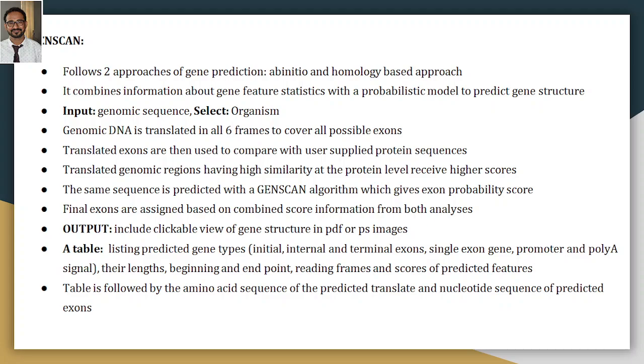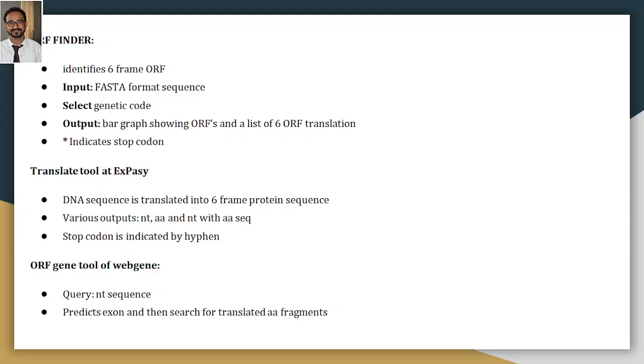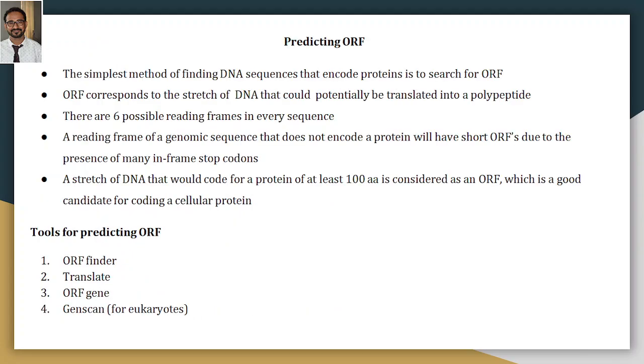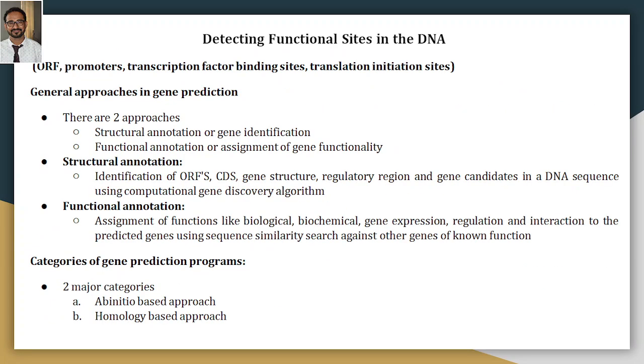Next, the table is followed by the amino acid sequence. Just below the table, the amino acid sequence of the predicted translation will be there, and the nucleotide sequences of the predicted exons will be there, because both will combine. So that was about GenScan. That was about predicting ORFs, because predicting an ORF is nothing but predicting that a protein is going to be made. Once that is happening, it means that these many genes are functional. That is nothing but detecting functional sites in the DNA.